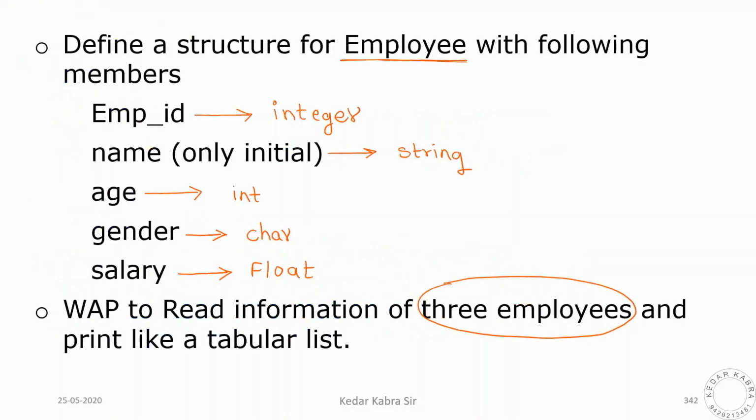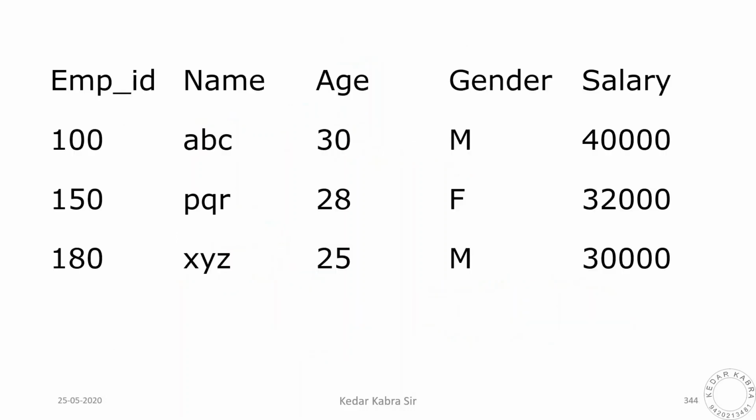Now in the last part, we are told to print the information like a tabular list. This is our required output. Before we write any output instruction, we should think how we want to see our output on the screen. Tabular list means we need to display output like this. Here, this is the heading that we will print before the output of values.